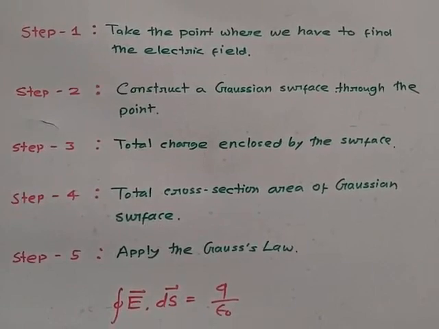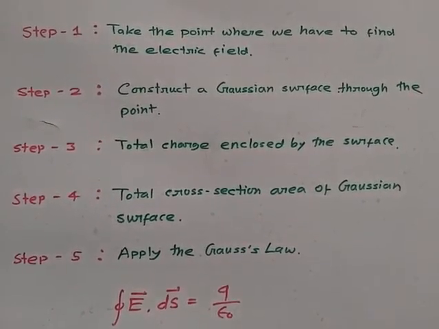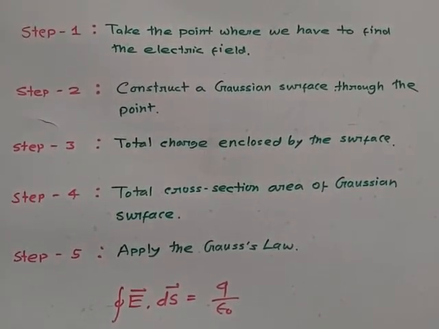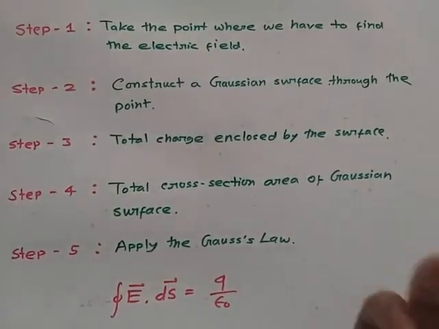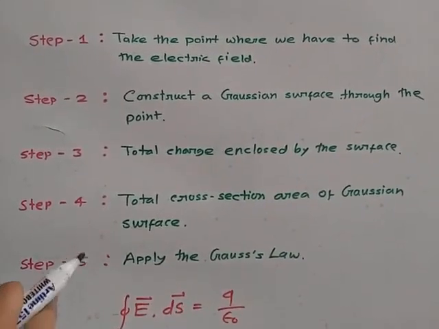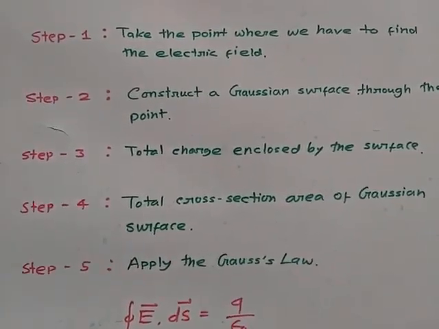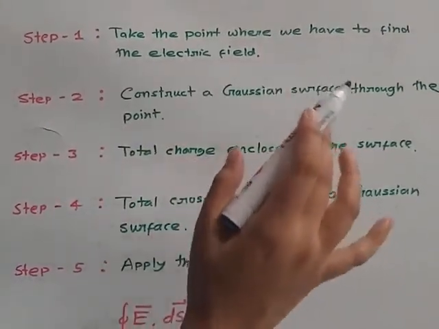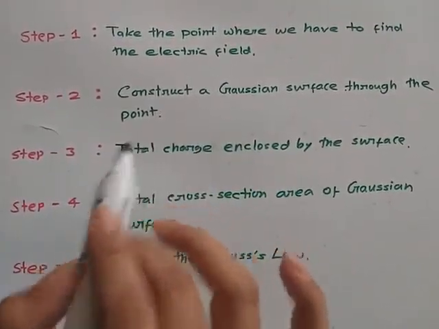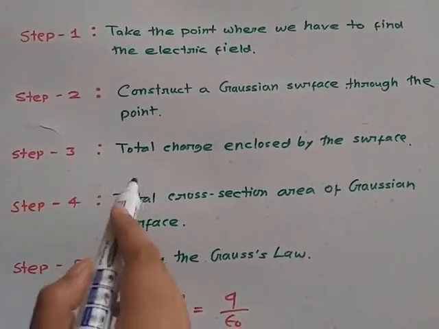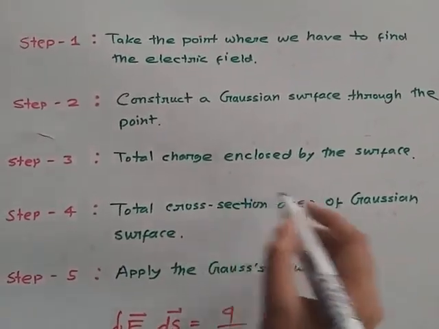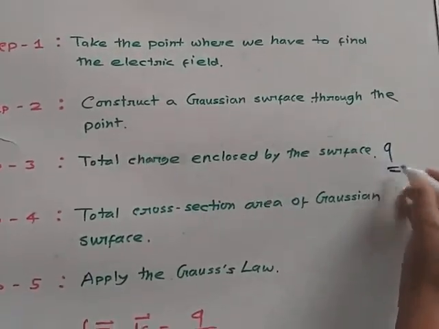Now we have already done our first application in the form of a line charge. So we already know how to apply Gauss's theorem. But to make it more lucid, we can write it in a step by step format, what to do exactly. Step one is to take the point where we have to find the electric field. Step 2, construct a Gaussian surface through the point. Step 3, find the total charge enclosed by the surface, which we can represent as Q.